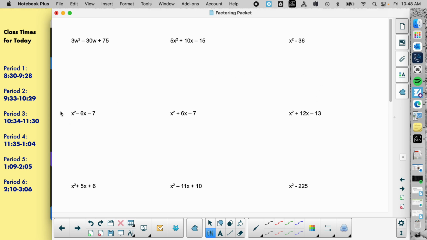We are going to start at this problem right here: x squared minus 6x minus 7. So it's the second one down on the left side. Who are we going to have help us? We are going to practice the quick method, but I'm emphasizing that you don't have to do it if you don't want to.